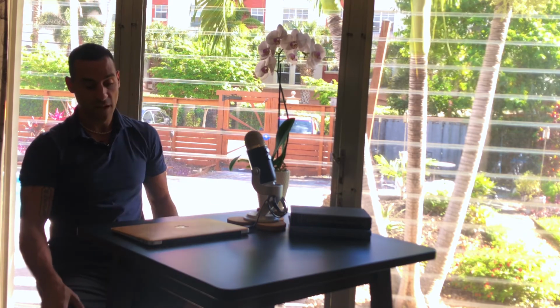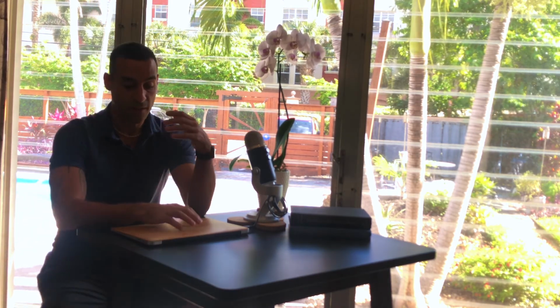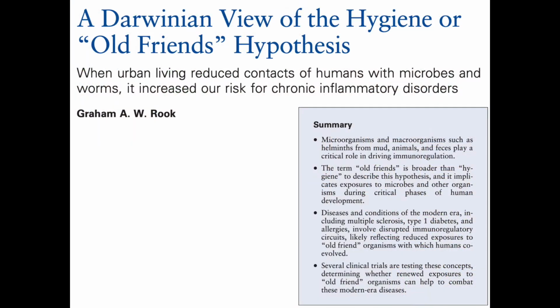Now, another line of evidence supporting the hygiene hypothesis is based on the old friends hypothesis, and that is kind of a clever one. It's very similar to the hygiene hypothesis. The idea is that your immune system co-evolved with various other species. And these might be beneficial, they might just be neutral, and they might be harmful. So the old friends hypothesis simply says that we co-evolved with these old friends.